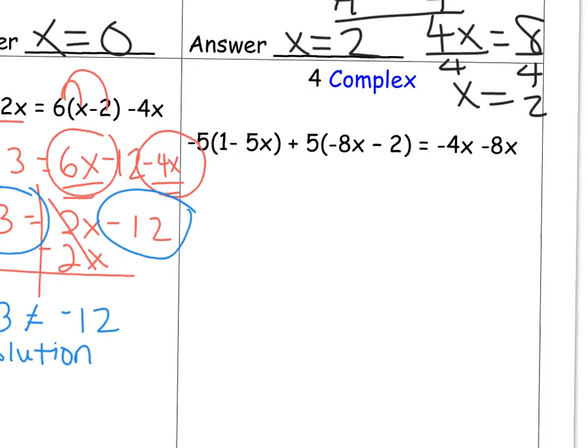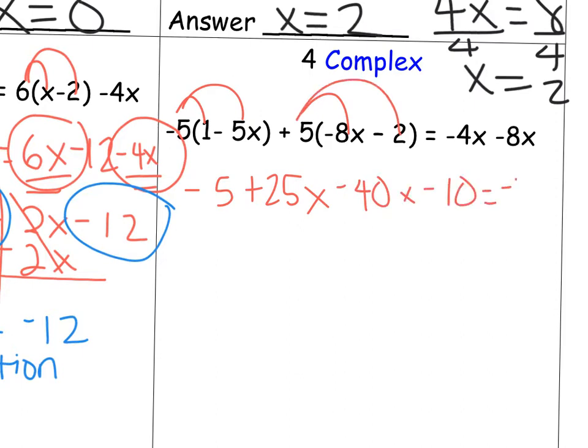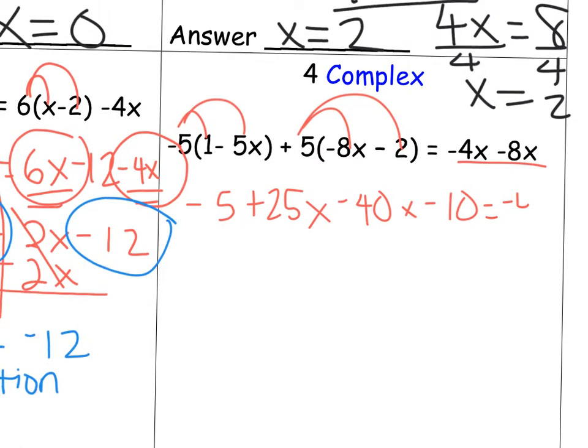Okay. Next one. It's getting bigger. Negative 5, positive 25x, negative 40x, and negative 10. These are family members on the same side, so I can, oops. It should be a positive 12. Oh, there we go. Okay. So, we got negative 5 and negative 10, which is negative 15.